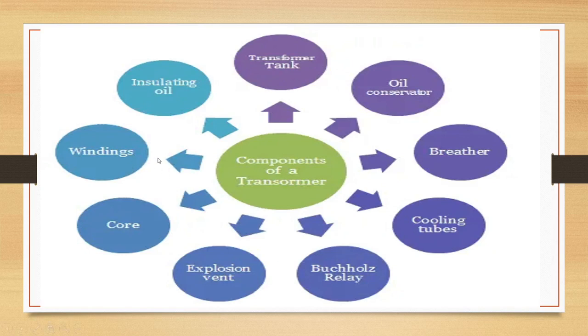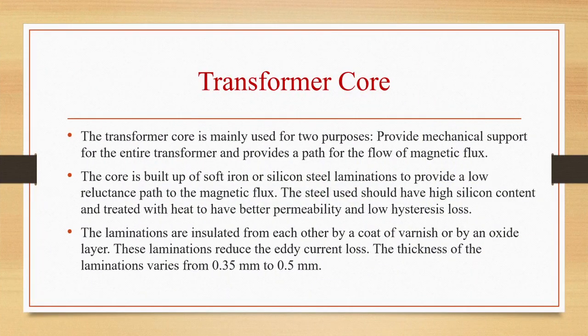So there are windings, core, insulating oil, transformer tank, oil conservator, breather, cooling tubes, Buchholz relay and explosion vent. Let us start with the first one, transformer core. Transformer core is mainly used for two purposes. First, it will provide mechanical support for the entire transformer, and second, it will provide a path for the flow of magnetic flux.